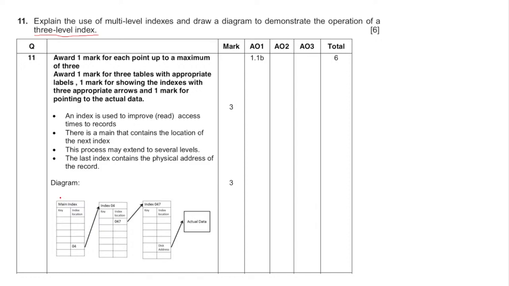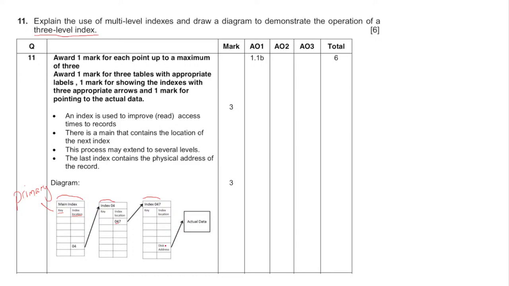So, for example, I don't know if you can see this because it's absolutely tiny, but it says main index. It has a key and an index location. The key is the primary key. That is your unique identifier that we order and we sort things by. So now what you've got in here is a key and an index, and the index location says 04. So it goes to index 04. And then it says key, index location 047. So within 04, you've got subcategories up to a minimum of 047. And then it goes to index 47.